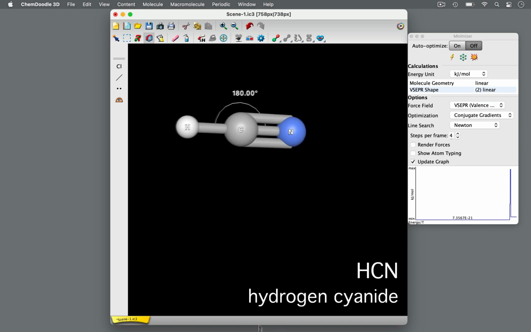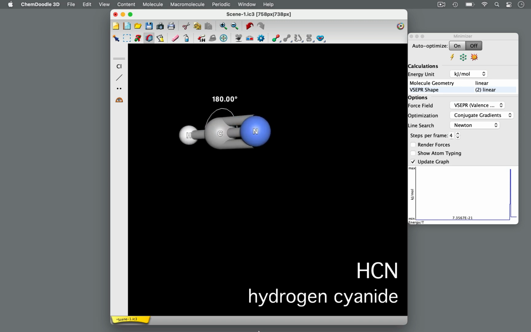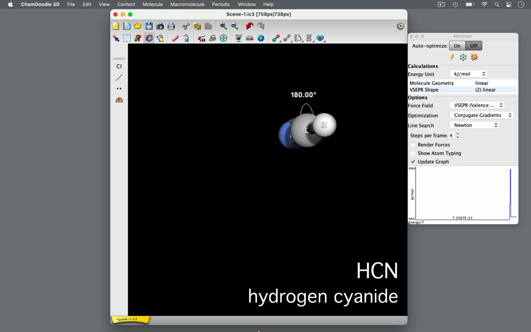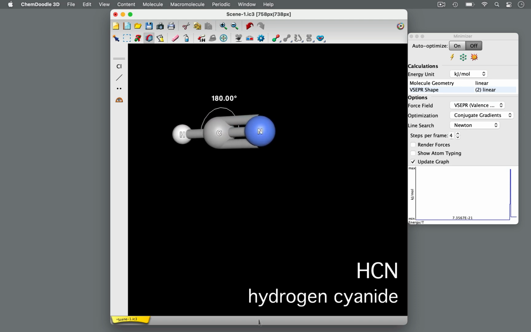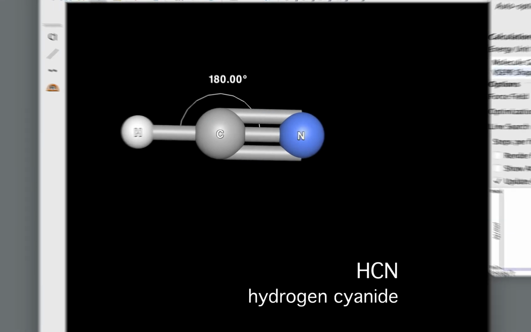VSEPR theory is a useful model for predicting an individual molecule's geometry based on the number of electron pairs surrounding a central atom. The valence shell electron pairs assume arrangements that minimize electrostatic repulsion by maximizing their distance. With only one or two atoms on a central atom, VSEPR theory suggests that the molecule will have a linear geometry with a bond angle of 180 degrees.